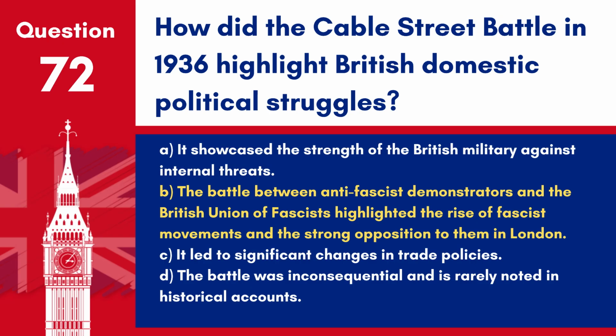Answer: B. The battle between anti-fascist demonstrators and the British Union of Fascists highlighted the rise of fascist movements and the strong opposition to them in London. The Cable Street Battle is remembered as a key moment of resistance against fascism in the UK.